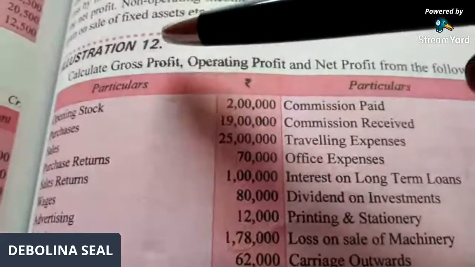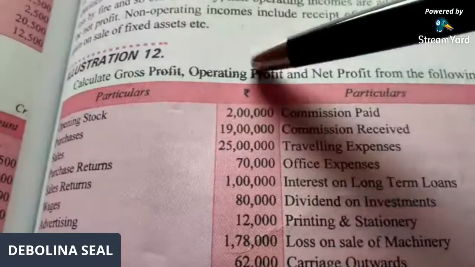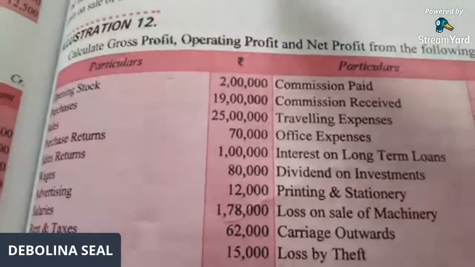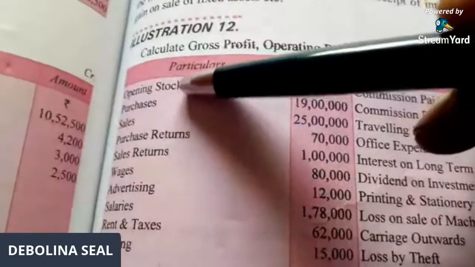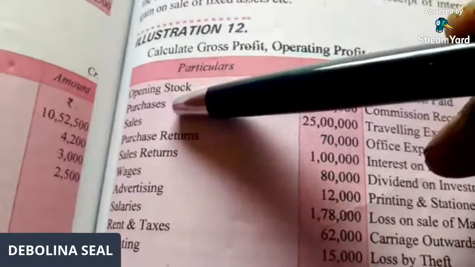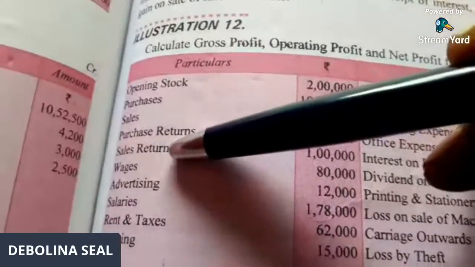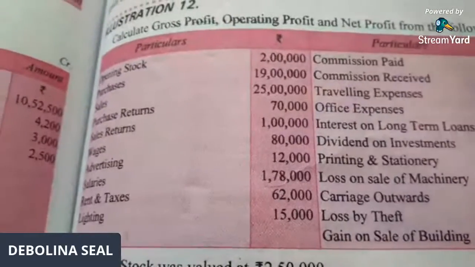Here they have told you that you have to calculate gross profit, then operating profit, and then net profit. So three parts they have divided. How do you get the gross profit? You already know that you will start with opening stock, then with purchase you subtract purchase return, from sales you deduct sales return, then you are going to write wages, and then you get the gross profit.